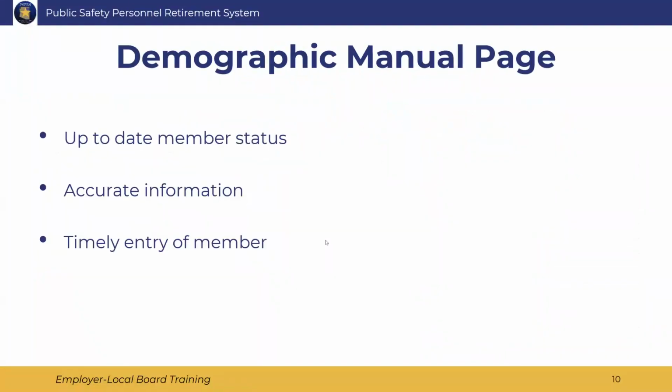So the demographics manual page is used to update a member status. Providing accurate information in there helps us make sure that everything is accurate, and make sure that it's sent to us in a timely manner, because we worry about if it's a new member, their 90-day election period is the most important part there.